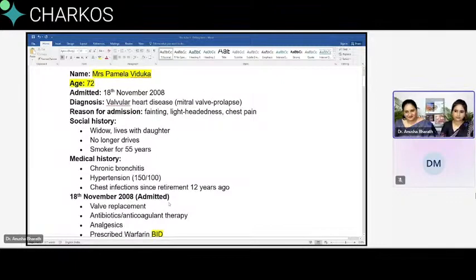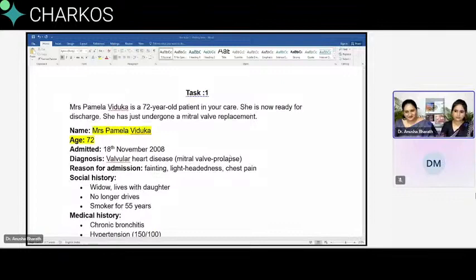So this is, yes, it is a referral letter, correct. Thank you, Priyanka. Yes, it is a referral letter. Perfect. Now see, there are a few things that you need to know when it comes to the first paragraph. Who is the patient? The first question, right? Mrs. Pamela Viduka. And as already mentioned, I will not be mentioning the full name. So it is always the title plus the last name.